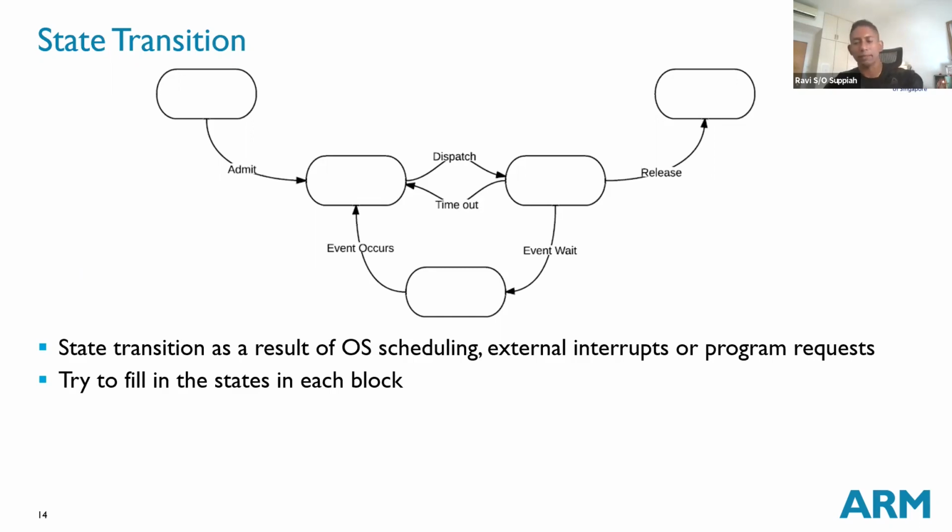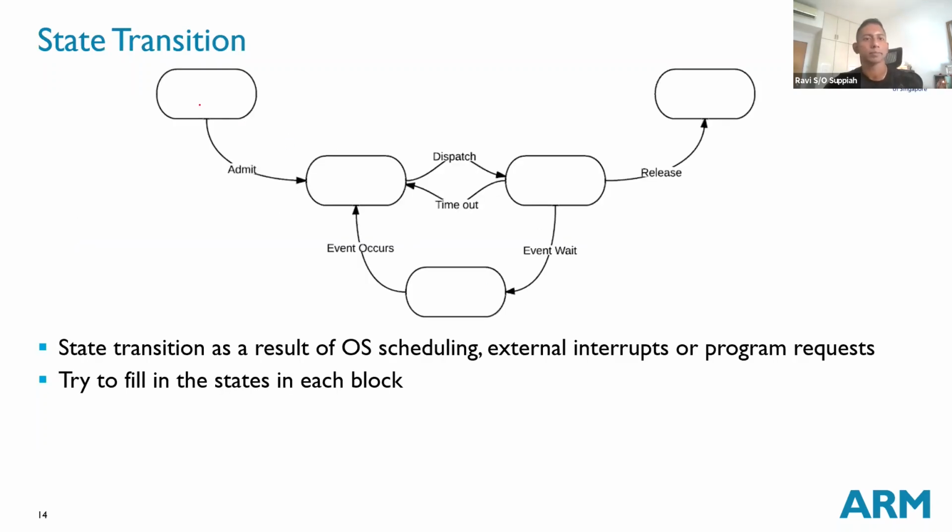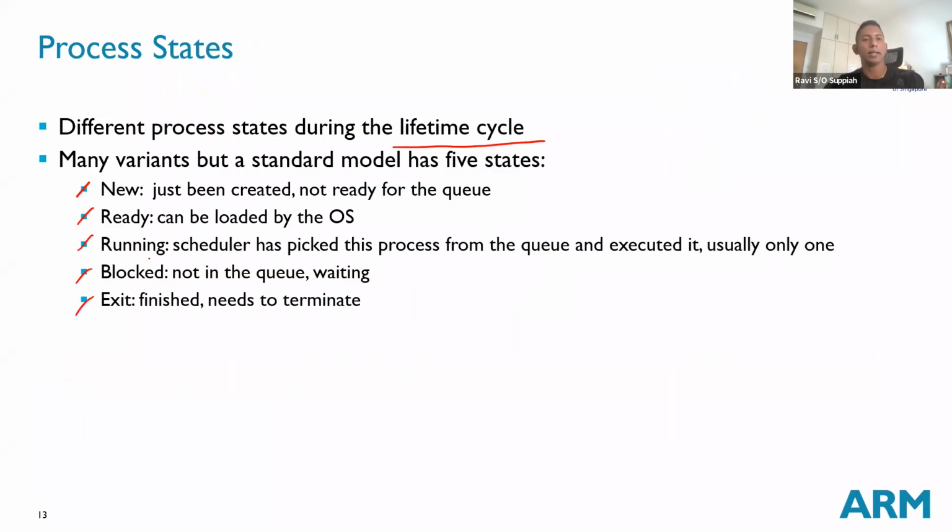The very first one is new. When it is new, it has just been created. That means you have created the task, and before that the task is non-existent. Once you create a new task, the OS allocates the process control block to it, and it is now part of the queue. Once it's part of the queue, we call it the ready state.